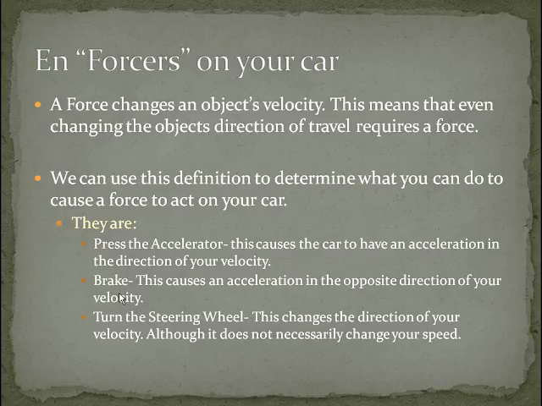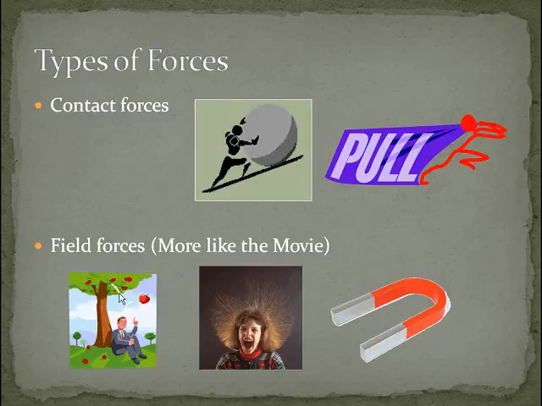Types of forces. There are actually 2 types of forces that we're going to talk about. You have contact forces, which are your basic pushes and pulls, and those are between objects that are actually touching each other. And then you have field forces, and these are more like the Star Wars movies in the fact that we can directly influence objects through a distance. So using field forces, we can manipulate objects at a distance. We have gravity, electric, and magnetic field forces. Let's talk about the field forces first.